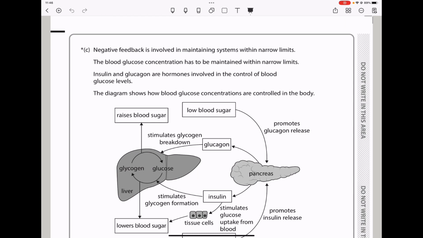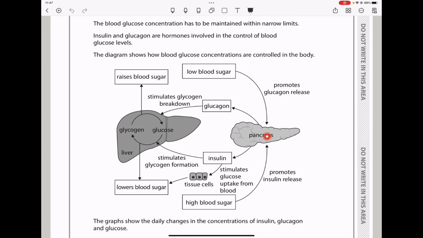Moving on. In part C, negative feedback is involved in maintaining systems within narrow limits. The blood glucose concentration has to be maintained within narrow limits. Insulin and glucagon are hormones involved in the control of blood glucose levels. The diagram shows how blood glucose concentrations are controlled in the body. Also, we see a pancreas that produces 2 hormones, either glucagon or insulin. When glucagon is produced, it can cause the conversion of glycogen into glucose, and when insulin is released, it can cause the conversion of glucose into glycogen. When glucose is converted to glycogen, the blood glucose decreases, and when glycogen is converted to glucose, the blood sugar rises.